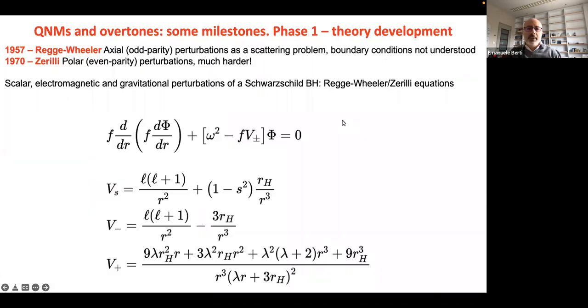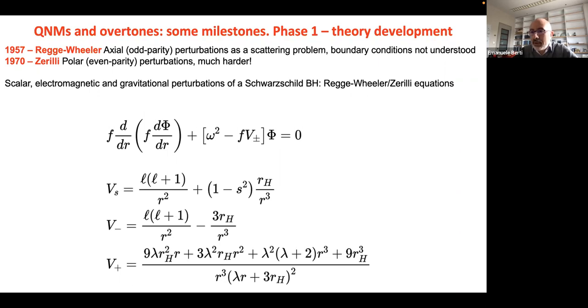So one of the cornerstones of the development of black hole perturbation theory is the formulation of the perturbation problem in terms of a scattering problem. This is due mainly to Regge and Wheeler and Zerilli. Regge was a postdoc working with Wheeler, and in 1957 he managed to formulate the problem of odd parity perturbations of a Schwarzschild black hole as a scattering problem.